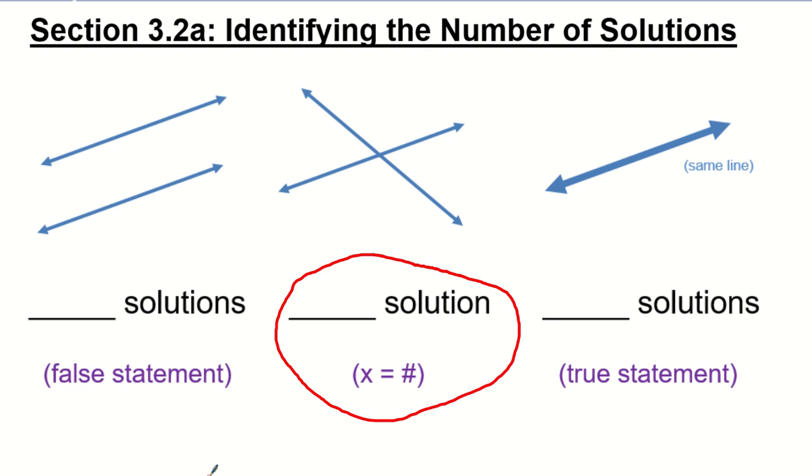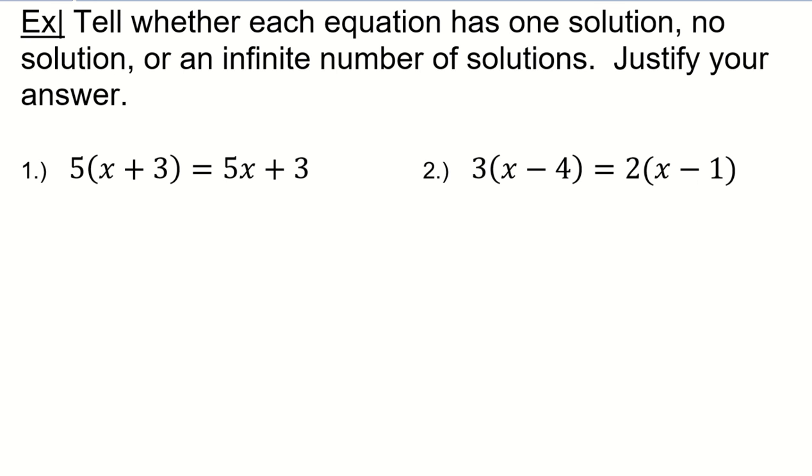But on your way to getting x by itself, sometimes your x variable completely disappears, and you end up with either a false statement or a true statement. And remember, by the way, when you get x equals 7 or something, that's one solution. But if you end up with the variable totally going away and you end up with a false statement, that means there are 0 solutions, or no solutions. And if you end up with a true statement, that means there are infinitely many solutions.